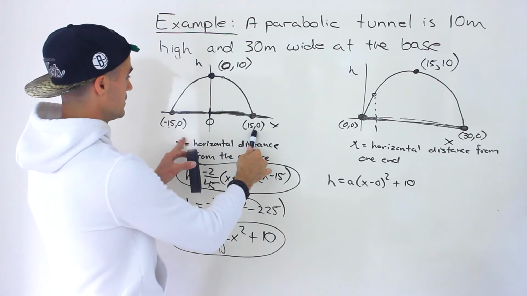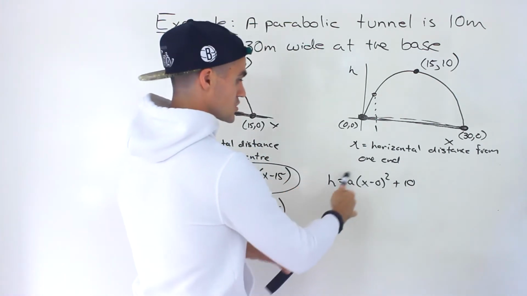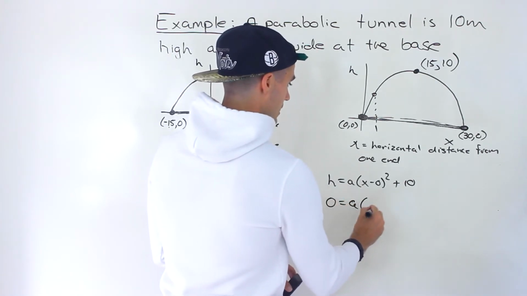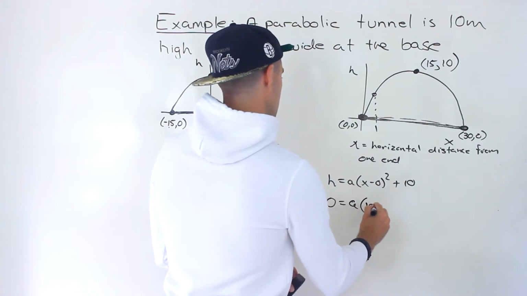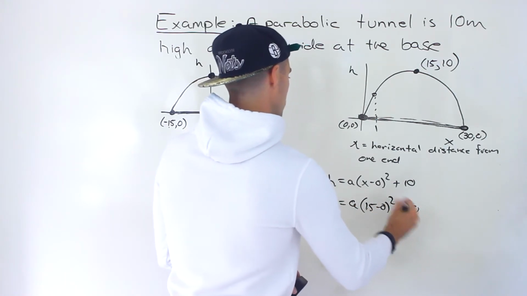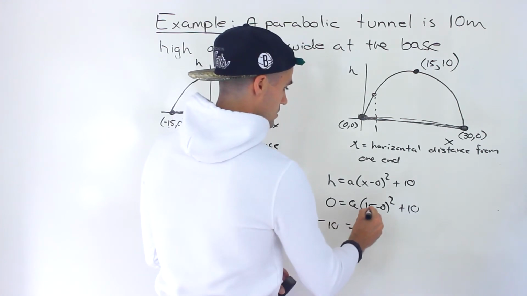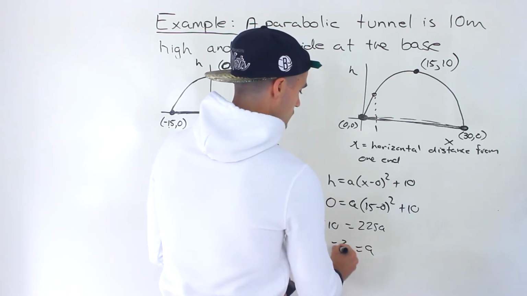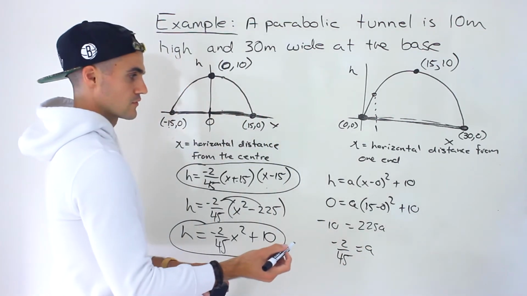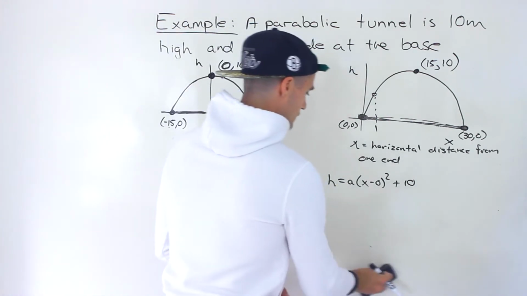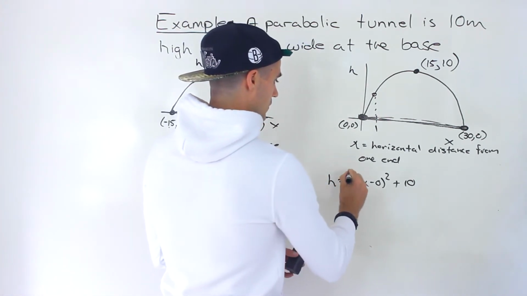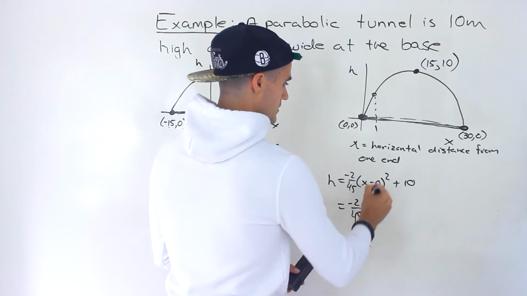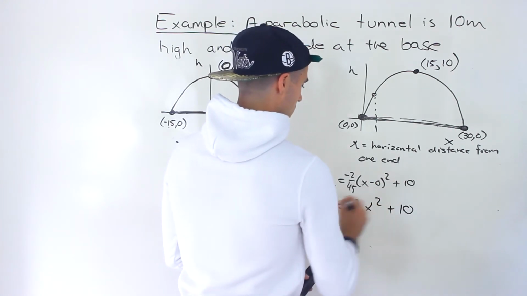Then you could plug in either (15, 0) or (-15, 0) for the x and h to solve for the a value. So if we use 15 and 0, we plug in 0 for h: 0 equals a(15 minus 0) squared plus 10. Bring the 10 over, we'll have -10 equals 15 squared is 225, 225a. So the a would end up being -2 over 45 again. And so plugging in that a value over here, x minus 0 is just x squared, so that'll just be x squared plus 10.